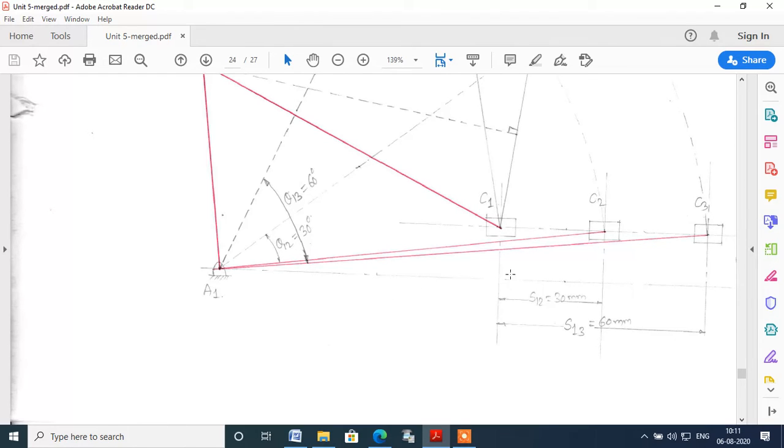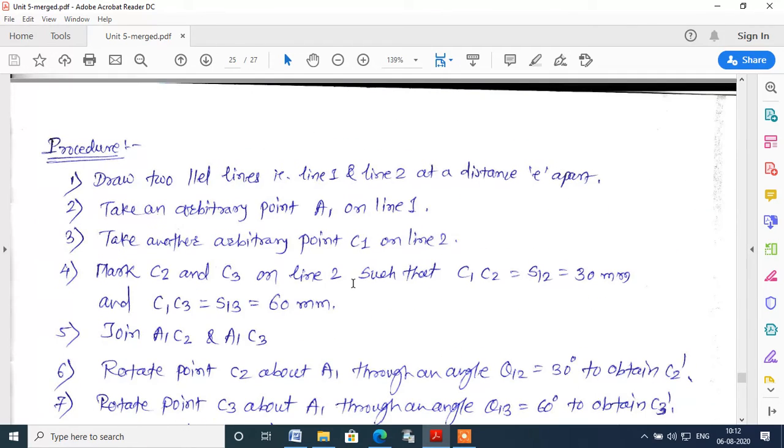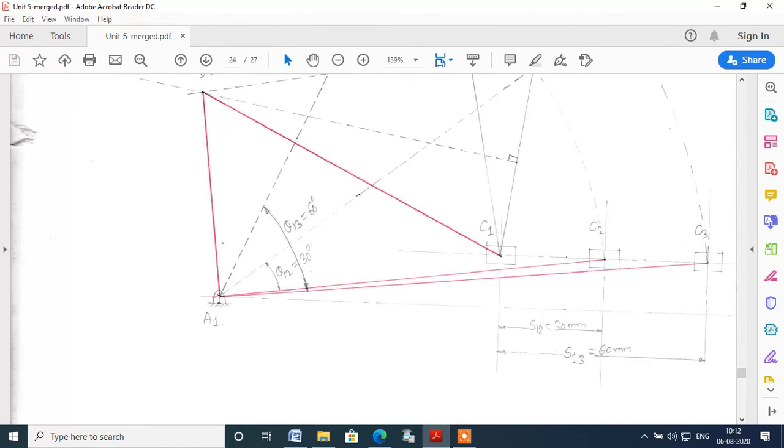So this way you have to mark and give the dimensions like this: S12 equal to 30 mm, S13 is 60 mm. Okay. Then join A1 C2 and A1 C3. Join A1 C2 and A1 C3. Okay, we have joined.